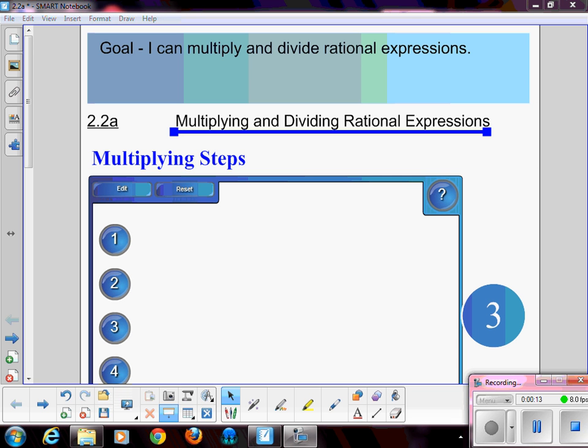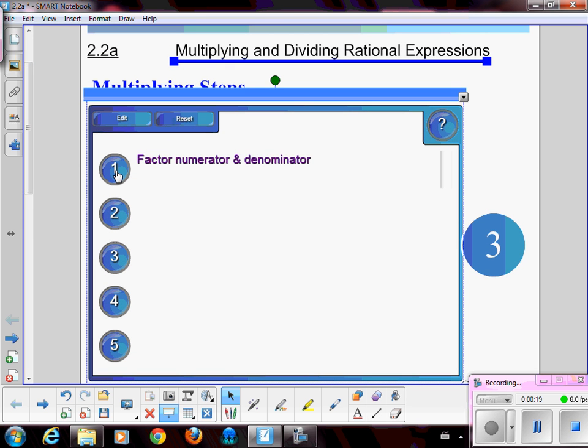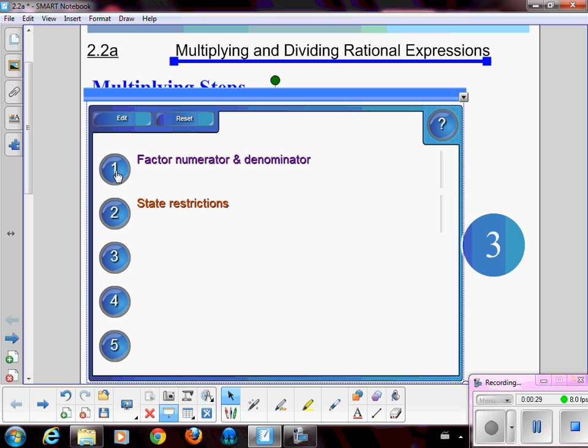So first of all, let's again look at the steps. And remember what I told you? If in doubt, factor. And that is our first step. We need to factor both the numerator and the denominator. Now, these steps are for multiplying. When we do dividing, a few things are a little bit different.